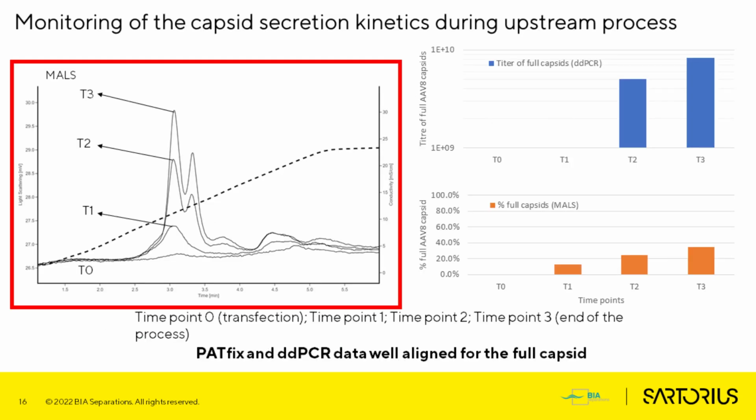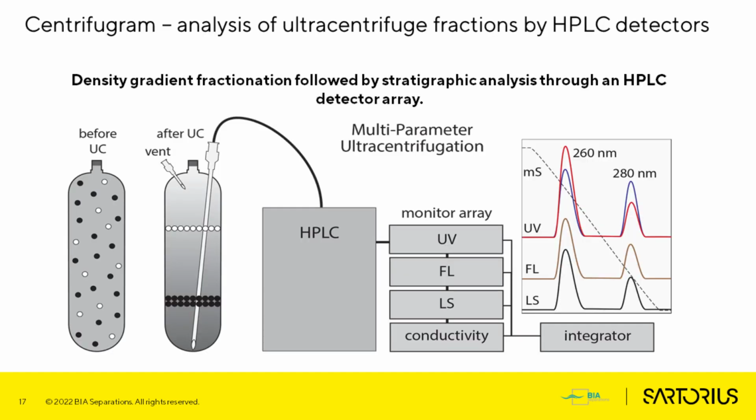Finally, we can also use the same analytical approach to test the secretion kinetics during the upstream process. These are results from our adherent upstream process where we collected samples at different times. And you can see as the time progresses, you observe differences in empty full production. The interesting part here is that the empties start being produced first.